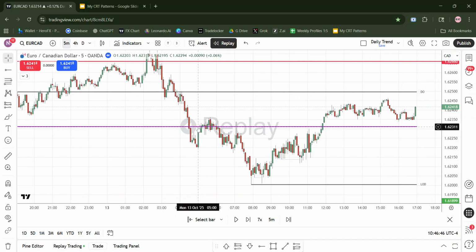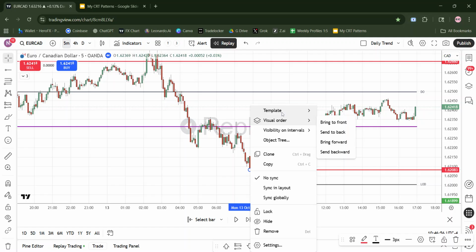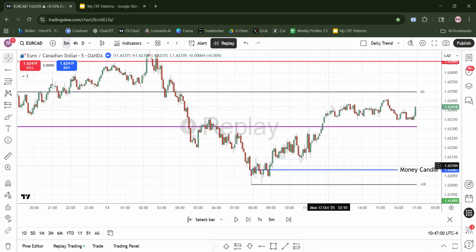So obviously it hit here in the 5 a.m. hour during London, but then it did drop some more. This was the low of the day. So this is the money candle on the smaller 5-minute time frame right here. This was the candle that created the low of the day, right? Because we like to see a break above the money candle, which did come pretty much immediately after it.